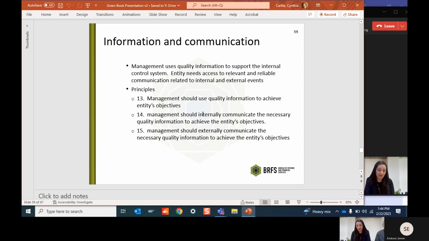Okay, so now we're on information and communication, which has to do with the fourth control activity of information and communication. So we're going to be talking about these three different principles here. This has to do with the entity having access to relevant and reliable communication related to internal and external events. So the three principles are mapped here, and that is that management should use quality information to achieve the entity's objectives. Management should internally communicate the necessary quality information to achieve those objectives, and also externally communicate the necessary quality information to achieve said objectives.